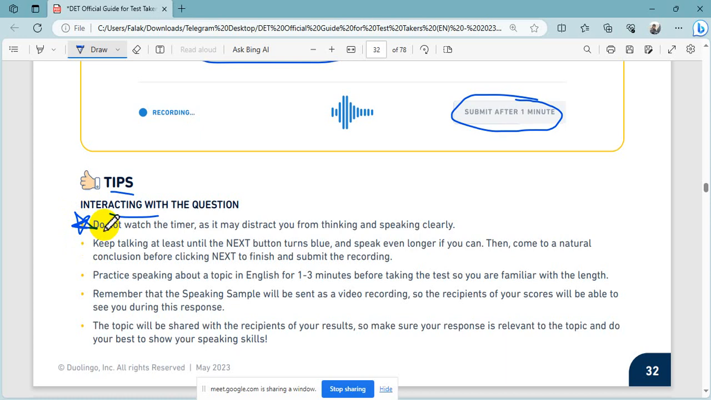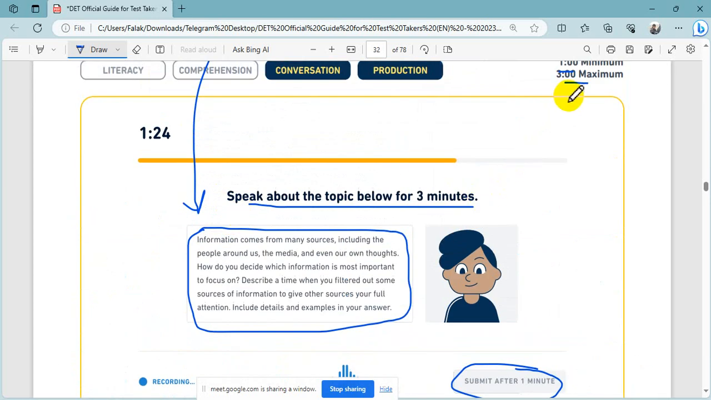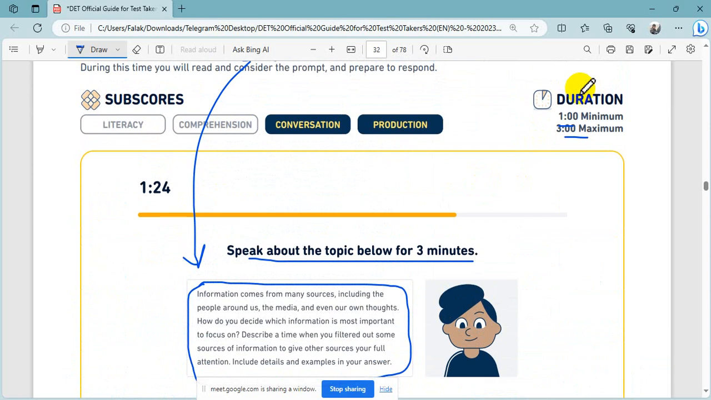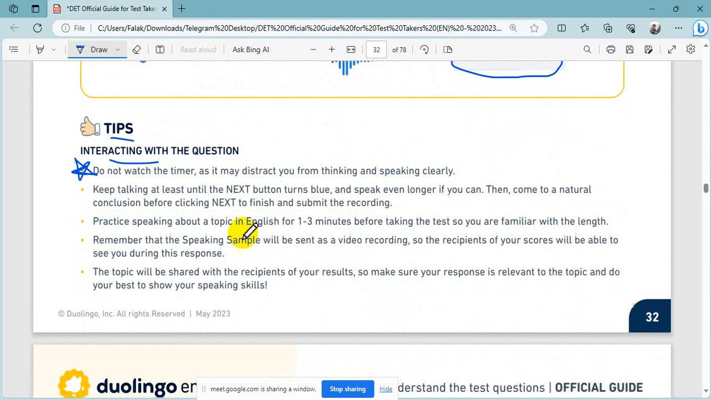Really, everything is destroyed because you push yourself to talk according to the timer, and this is really not good. Just keep in mind that you have 3 minutes. Just have a short speaking for 3 minutes and don't watch the timer so much. And the next one is keep talking at least until the next button turns blue, and speak even longer if you can. Then come to a natural conclusion before clicking next to finish and submit the recording.